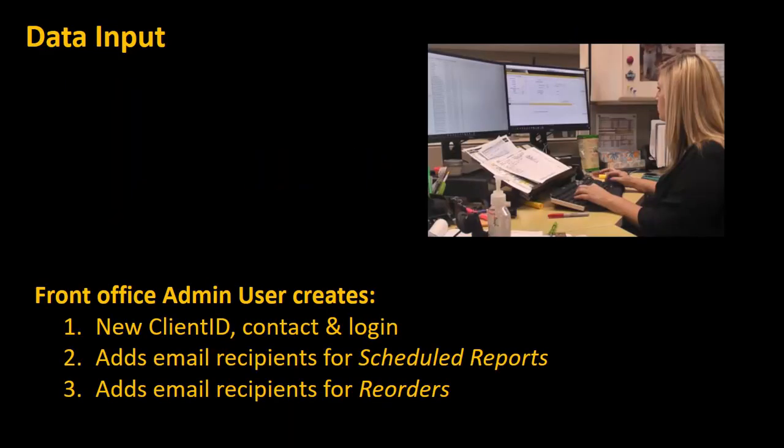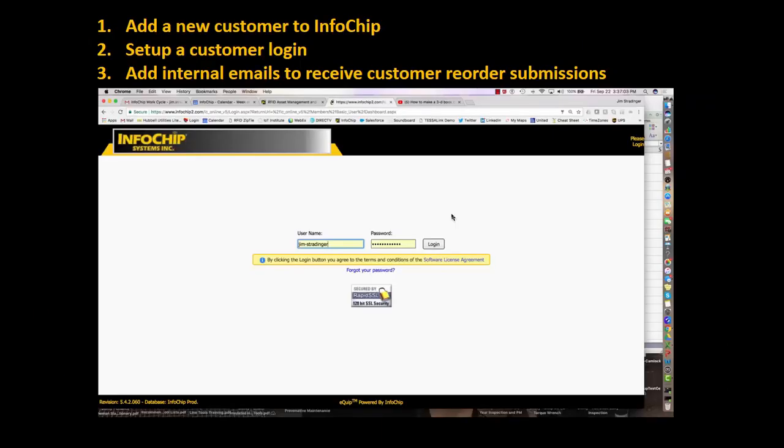In the front office, obviously, we've got to do data entry. In doing data entry, we're going to have, again, contact information and login information. We're going to show you how to add a customer as well as a contact. We will start here in the login screen.